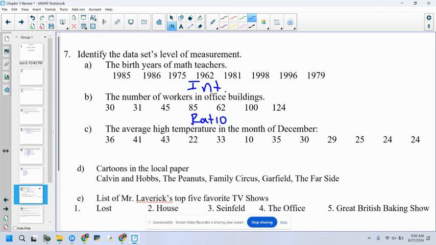I could take one and divide the other and say, okay, this one has 3 times as much. Perform a ratio to it. The average high temperature. Okay, temperature. That's interval. Time and temperature, interval. Flip it over onto the back. Cartoons in the local paper. Did I list them as my favorite cartoons? No. Just nominal.